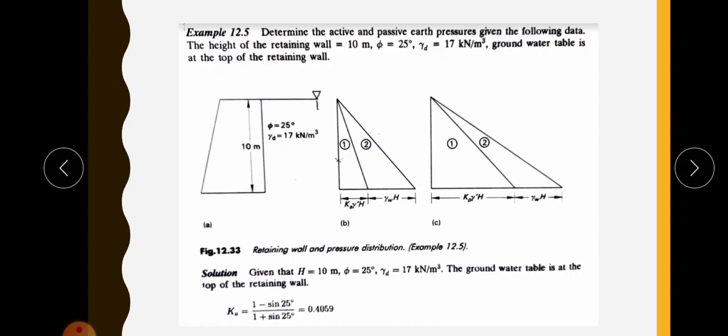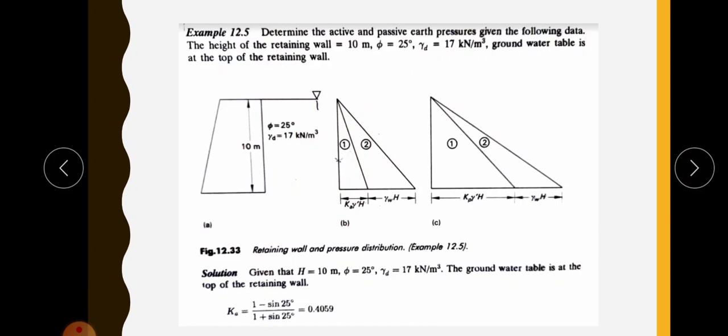So first case, we can calculate the active and passive earth pressure. First we calculate for the active case, that is Ka is equal to (1 minus sin phi) by (1 plus sin phi), which is calculated as 0.4059. But here the problem is that only the dry unit weight is given. Since the water table is at the top, the soil will be in submerged condition, so we have to calculate gamma dash.